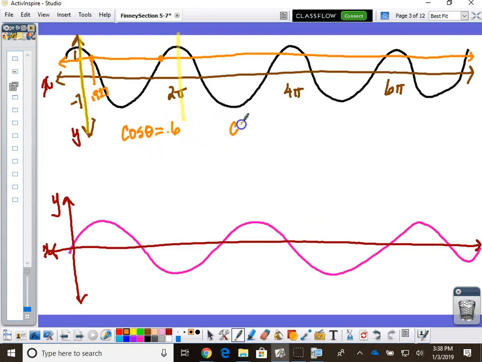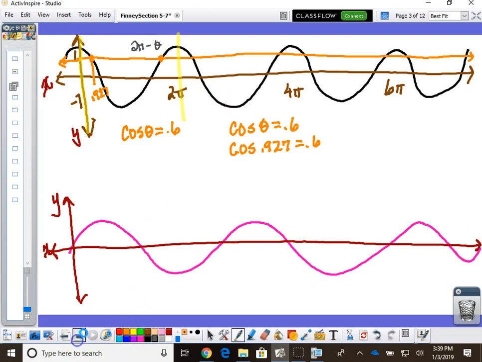Well, if I know that the cosine of theta is 0.6, and I know that the cosine of 0.927 radians is 0.6, what other angle has the same cosine? Well, you're right. On the other side of here, it's negative. True? But I don't want that one. I want this one. So what we're going to do to get that one is we're going to take 2 pi, because that's the period, minus theta.